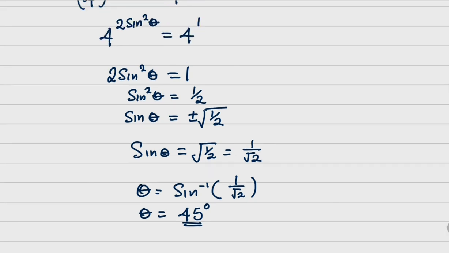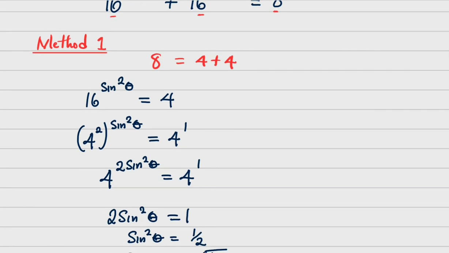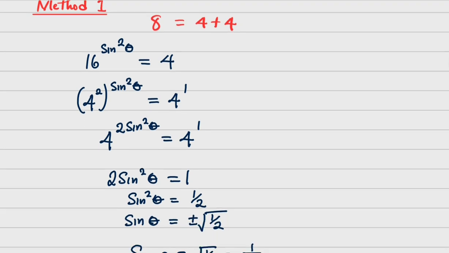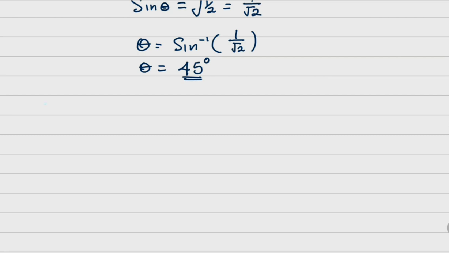Okay. If you like, you can use 16 raised to power cos square theta is equal to 4. You end up with the same answer. So we are done with that method. So let's go to the second method, which is method 2 now.